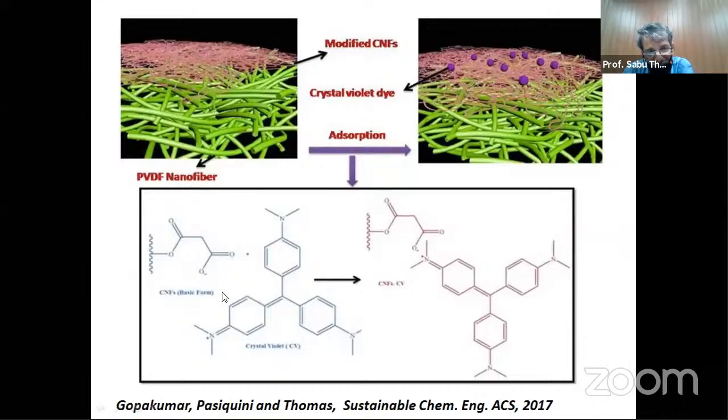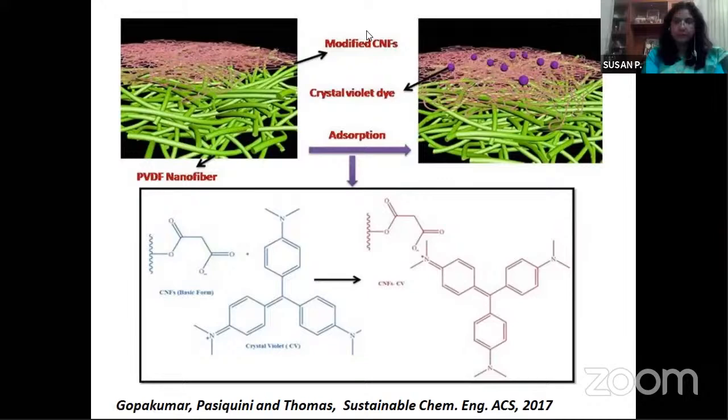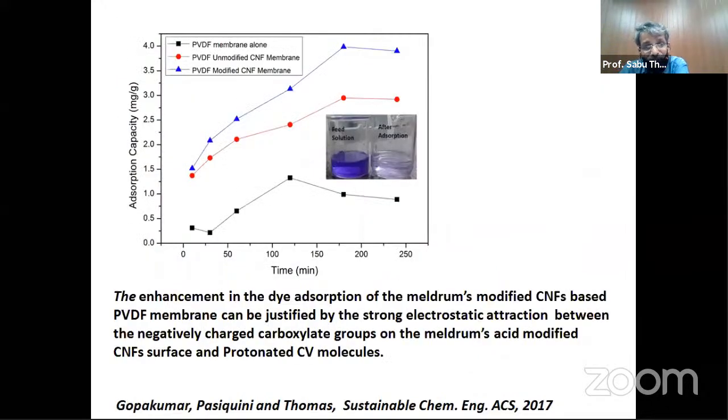This is a dye, crystal violet dye. This is a positive charge. And there could be electrostatic interaction between the modified filter and the dye. Because of this electrostatic interaction, all these dye molecules were caught by the membrane. And that is why, look at the filtration efficiency. It's quite good. So we made quite a nice membrane. Those who are really interested can look at our publication in ACS Sustainable Chemistry & Engineering.